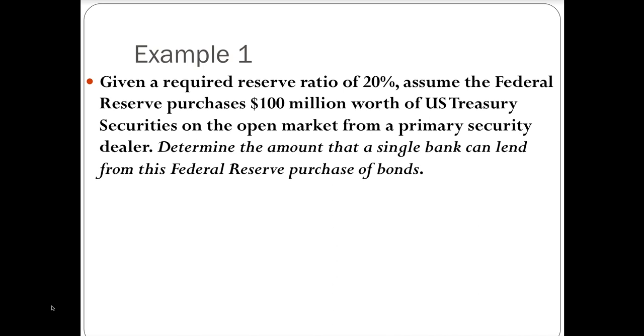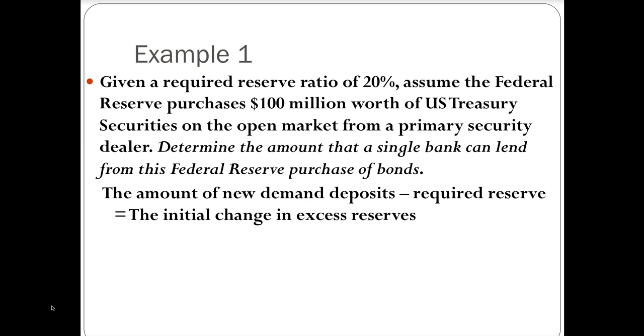So if you're looking at the amount that a single bank can lend from this Federal Reserve purchase of bonds, this is excess reserves. This is the amount that this initial bank can go ahead and lend out. So this new amount of demand deposits minus the required reserves is going to be equal to the initial change in excess reserves, which is the amount of money that this bank can lend out. Now, if you look at the amount of new demand deposits, the Federal Reserve is purchasing $100 million worth of Treasury securities. So that's the amount of new demand deposits. And then they have to go ahead and hold 20% of that.